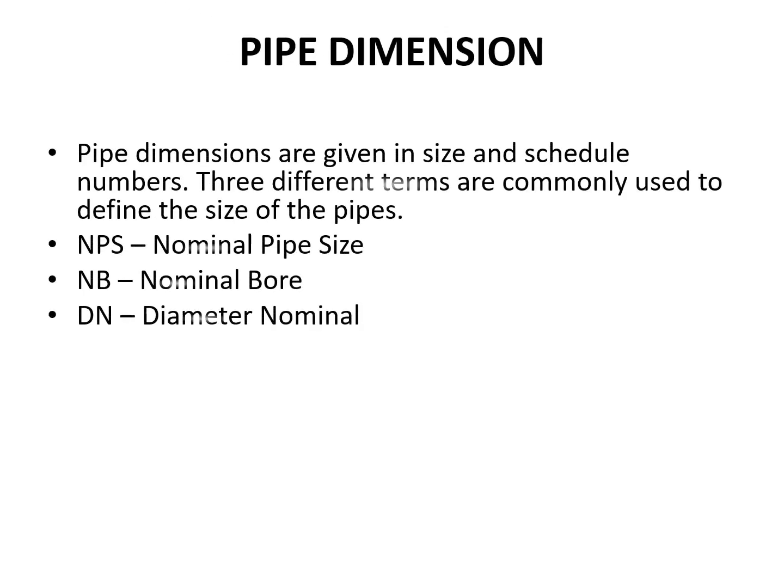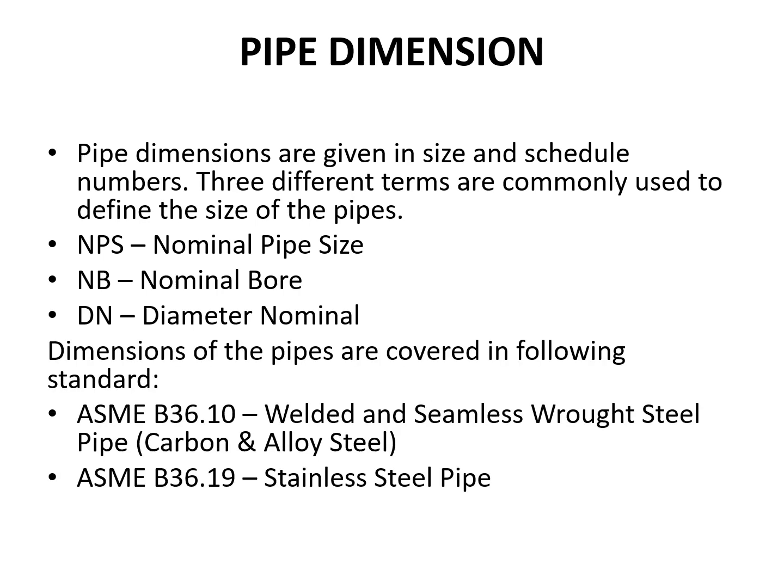So now we have discussed the pipe material, how to select the pipe material, and the different types of carbon steel and stainless steel material. Further moving on with the pipe dimensions. Pipe dimensions are given in size and schedule number. The most commonly used sizes of pipes are NPS nominal pipe size, NB nominal bore, DN diameter nominal. ASME B36.10 gives more details about welded and seamless wrought steel pipe, and ASME B36.19 gives more details about stainless steel pipe.